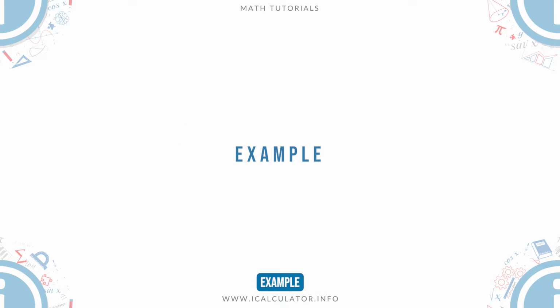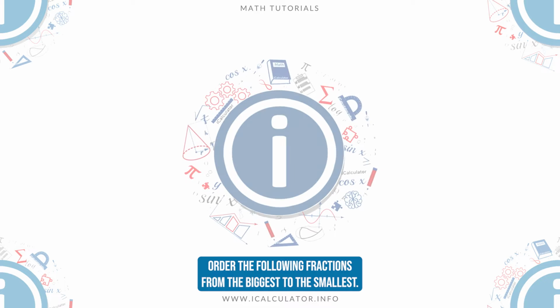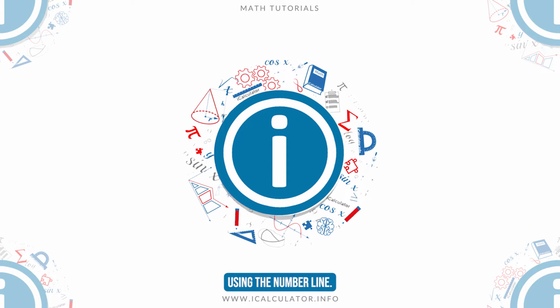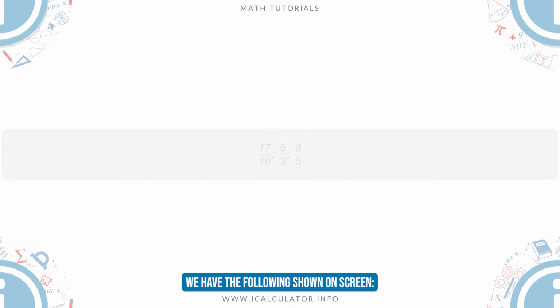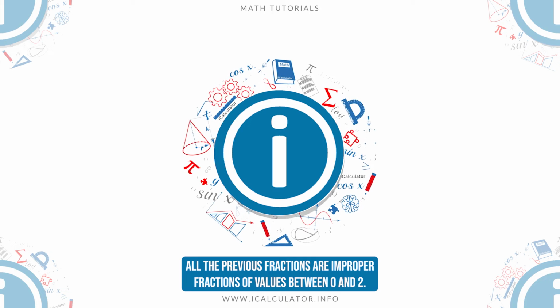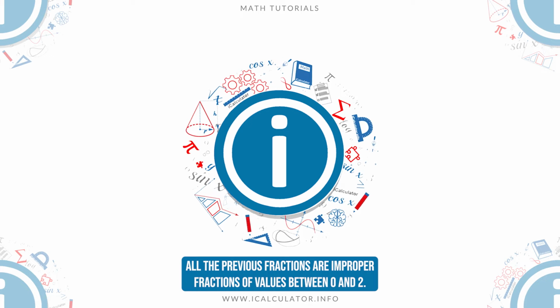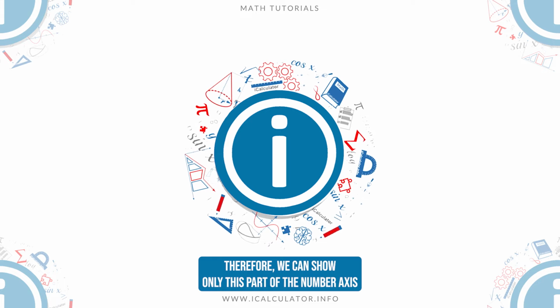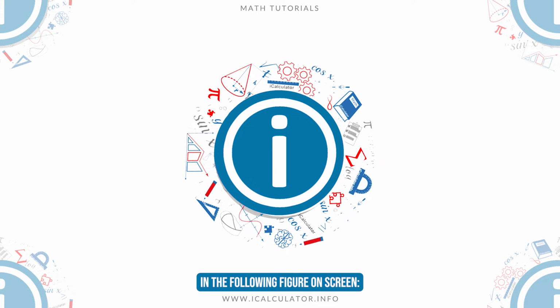Example. Order the following fractions from the biggest to the smallest using the number line. We have the following shown on screen. Solution. All the previous fractions are improper fractions of values between 0 and 2. Therefore, we can show only this part of the number axis in the following figure on screen.